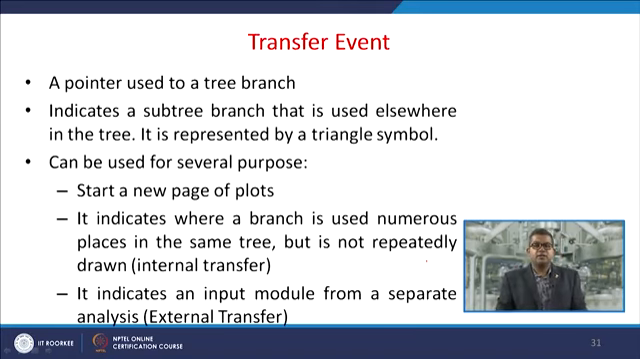There is the transfer event. This is a pointer used to a tree branch. It indicates a subtree branch that is used elsewhere in the tree, and it is represented by a triangle symbol. It can be used for several purposes. It may start a new page of the plot. It indicates where a branch is used in numerous places in the same tree but is not repeatedly drawn, that is the internal transfer. It also indicates an input module from a separate analysis, that is called the external transfer.